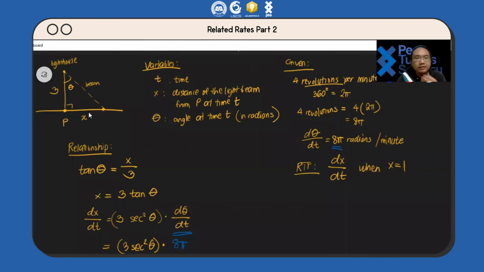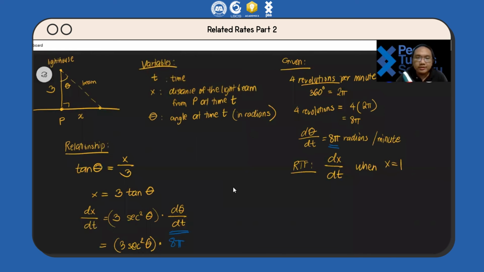Let's look back at the figure and ponder on this. When x is equal to 1, what does the figure look like? When x is equal to 1, let's just extract the right triangle. 3, and then this one will be 1 when x is equal to 1. Again, we're taking a snapshot at a point in time, the point in time when x is equal to 1, which is the one we're interested in. This is still our theta over here. Can we solve for theta directly?